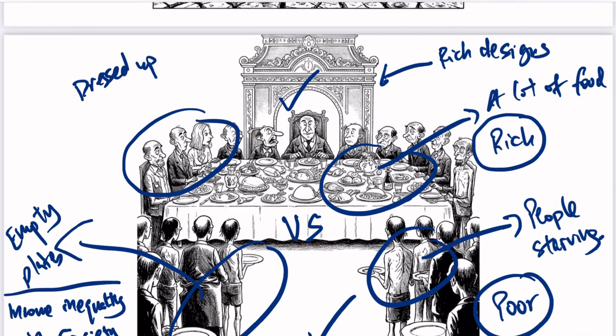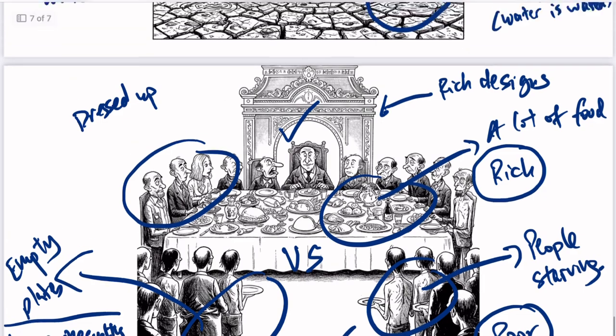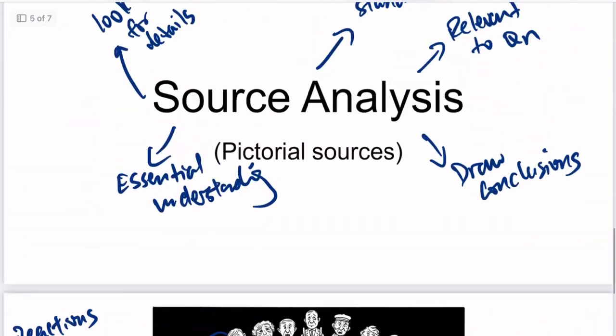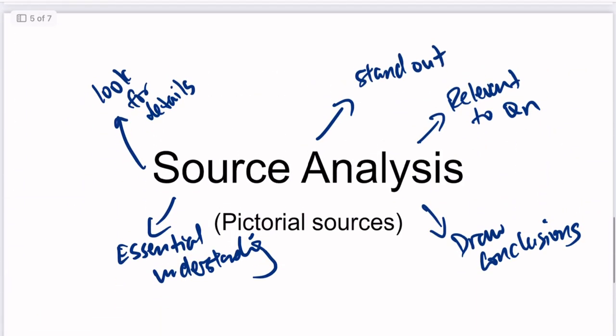All right, so this is actually how we can break down our pictorial sources to actually bring out the meaning of it. So once again, in conclusion, this is what we are looking out for when we are analyzing pictorial sources. All right, till the next time.